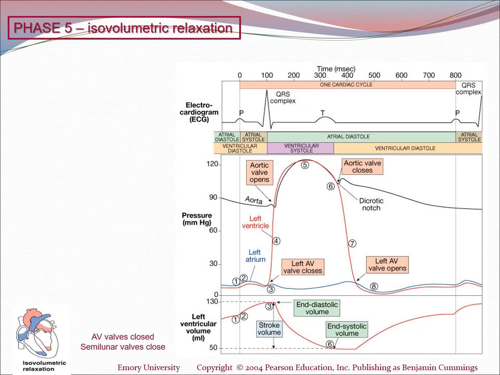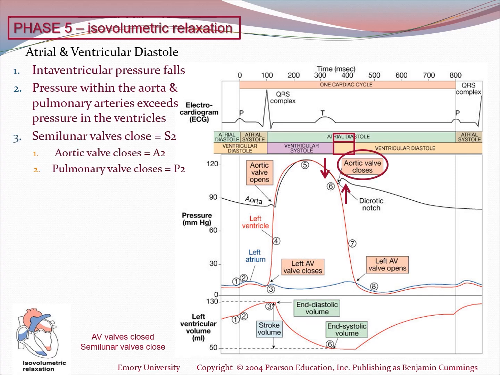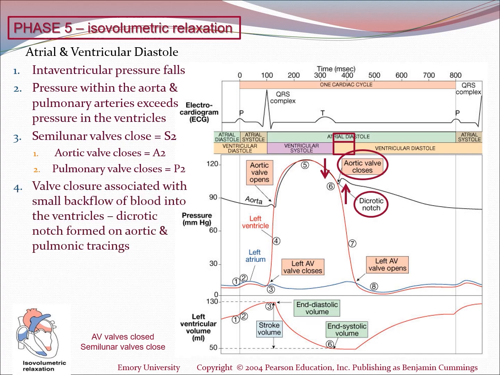The AV valves are closed and the semilunar valves are open. Phase 5 is the isovolumetric relaxation. This is when both atria and ventricles are in diastole. The intraventricular pressure falls. The pressure within the aorta and the pulmonary arteries exceeds pressure in the ventricles. The semilunar valves close. This is reflected as S2. The aortic valve closes just before the pulmonic valve, again because of the higher pressure on the left ventricle. With the valve closure, there is an associated small backflow of blood into the ventricles, so a dicrotic notch can be formed on the aortic and pulmonic tracings.